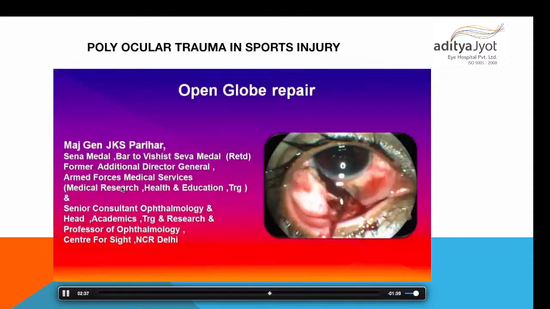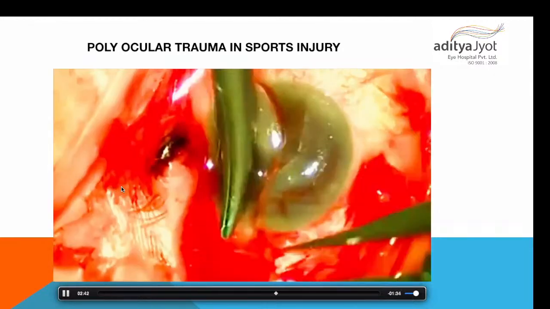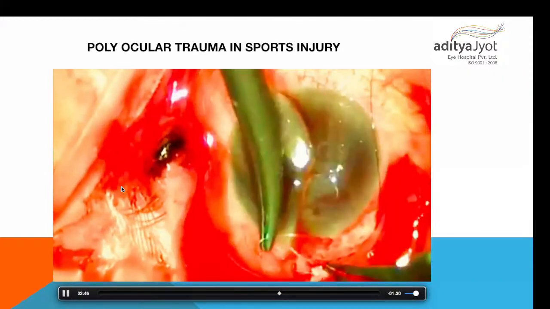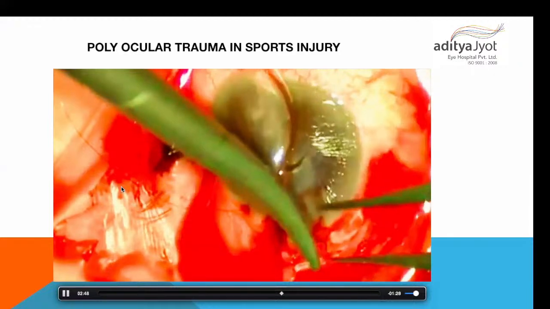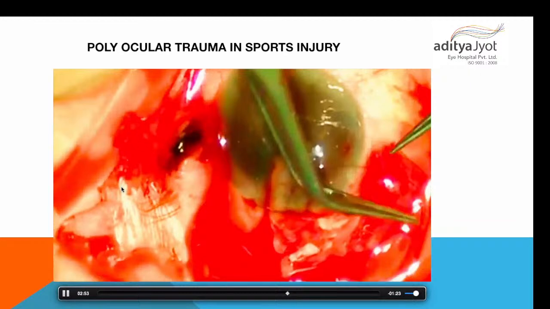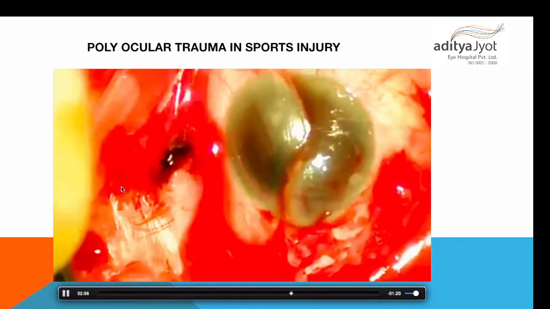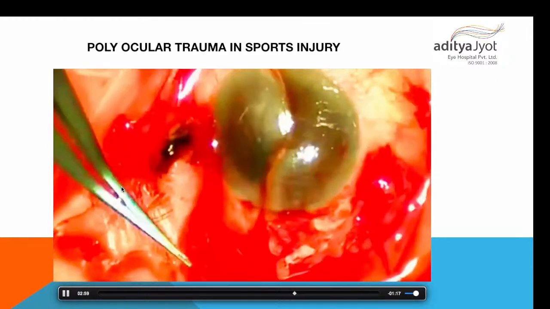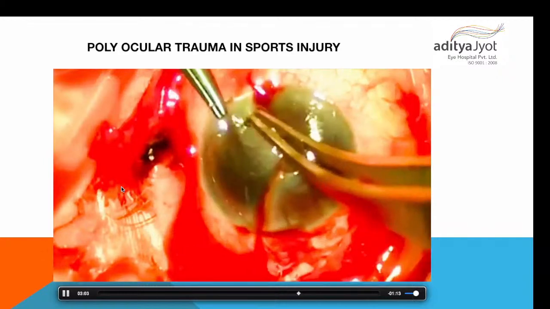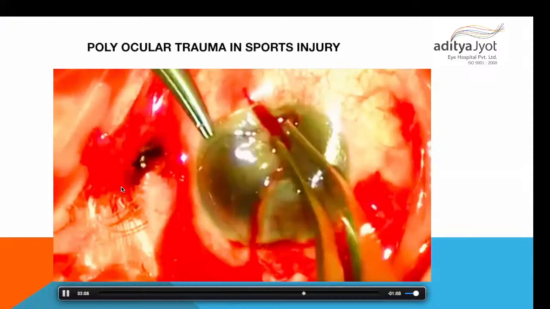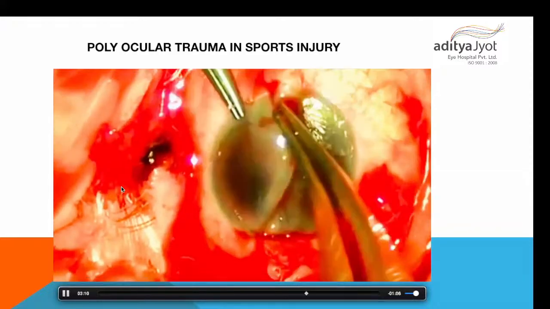But I think the main thing is, and here he's showing an open globe injury, and this is a sclerocorneal tear. The problem is to identify the edges. The sclerocorneal junction is the best place to start, and then go from the periphery to the center so that corneal alignment is proper. But you can see this is done exactly in the optical axis. So this patient may need a PK in the future, but the first surgery is the most important surgery.